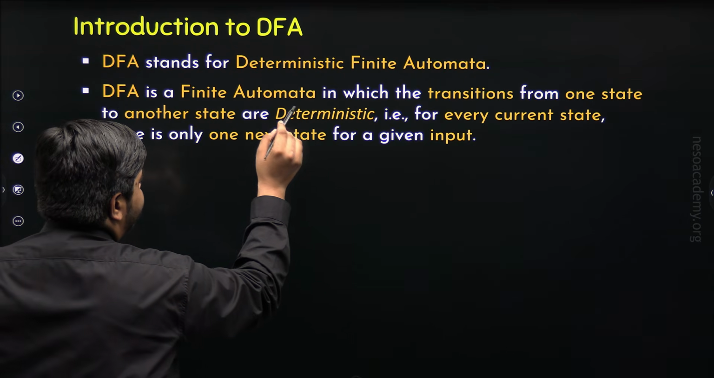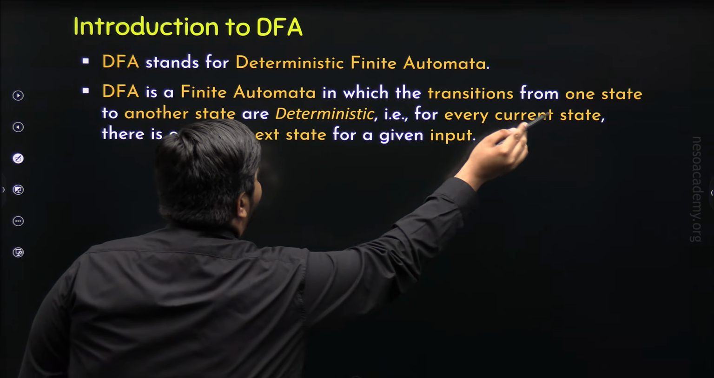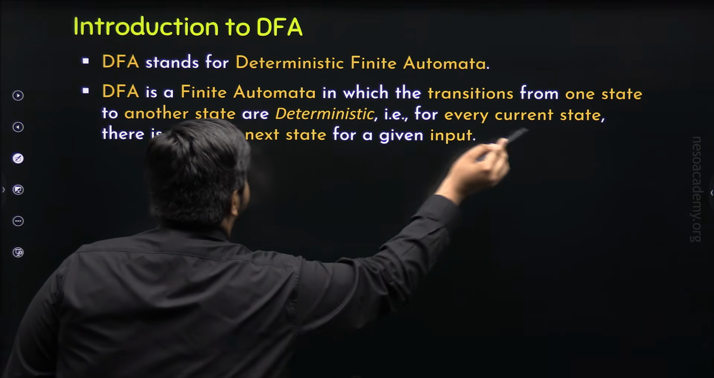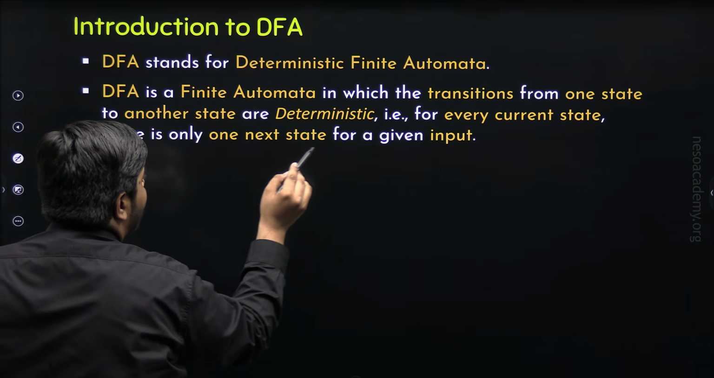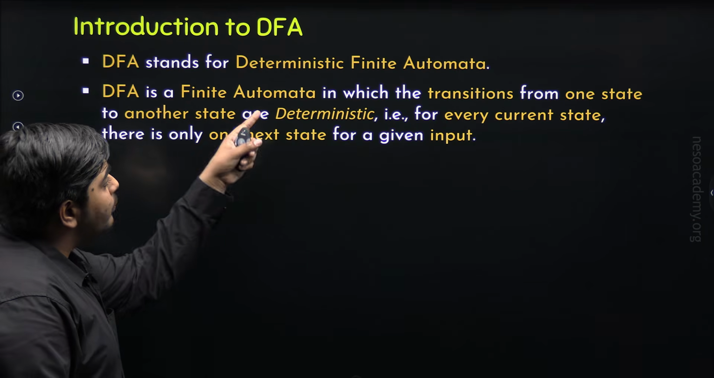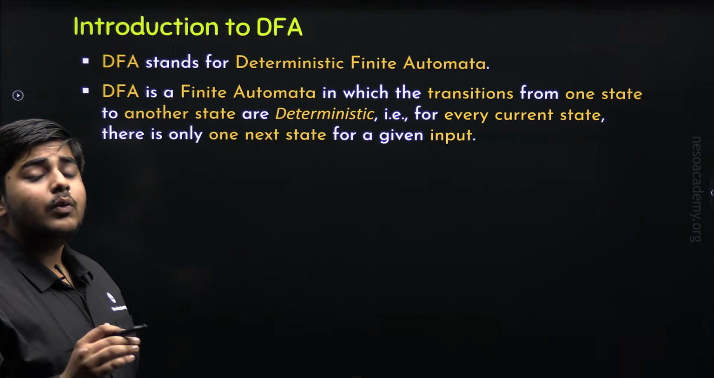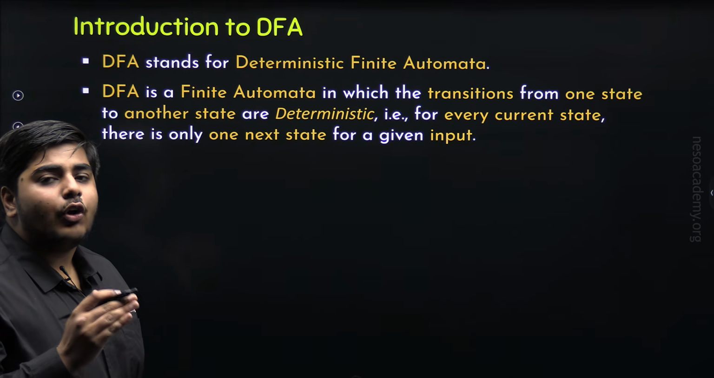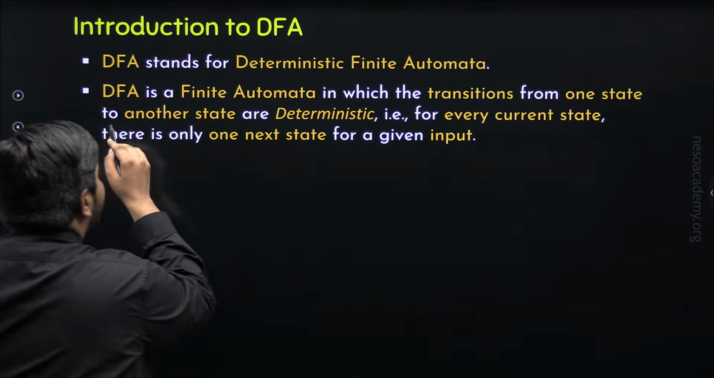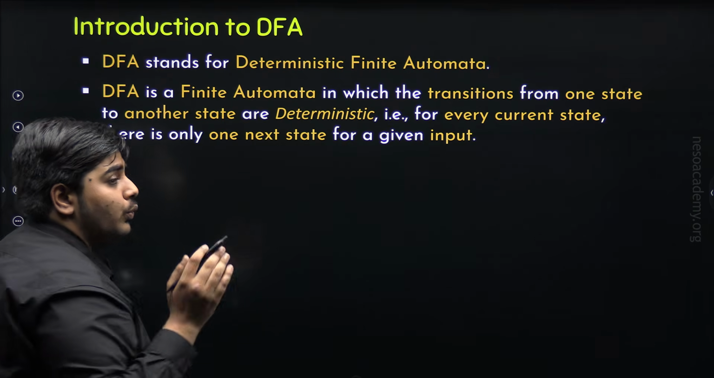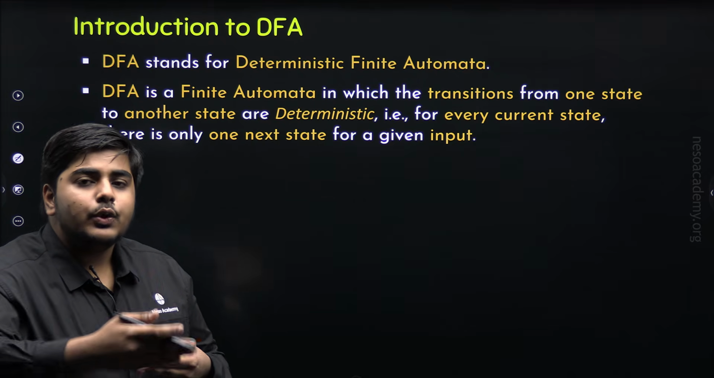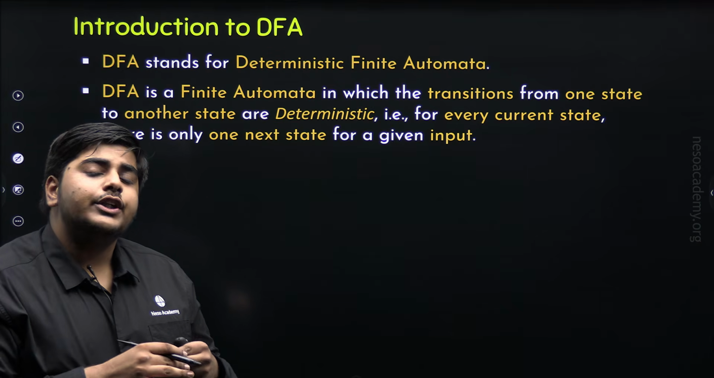DFA is a finite automata in which the transitions from one state to another state are deterministic. That is, for every current state, there is only one next state for a given input. Let's understand this point. DFA is a finite automata. So this thing I have already told you that DFA is a type of finite automata without output. In DFA, the transitions from one state to another state are deterministic, which means that the transitions or movements from one state to another state are deterministic or unique.